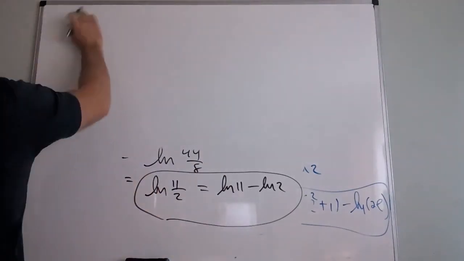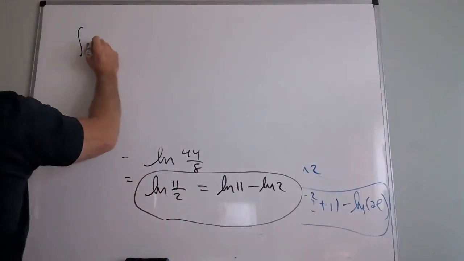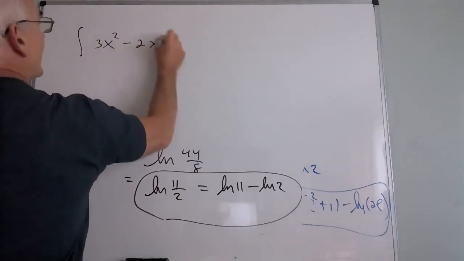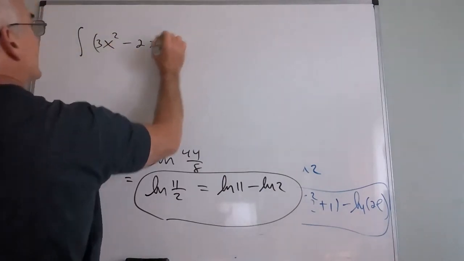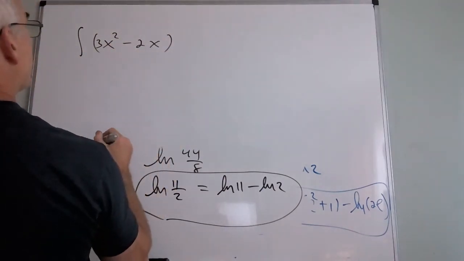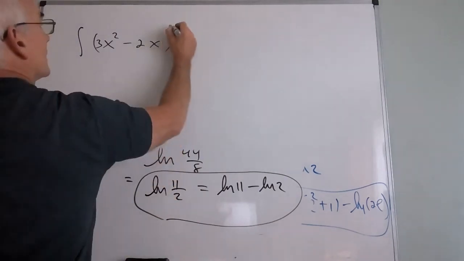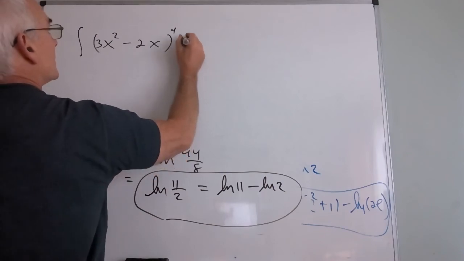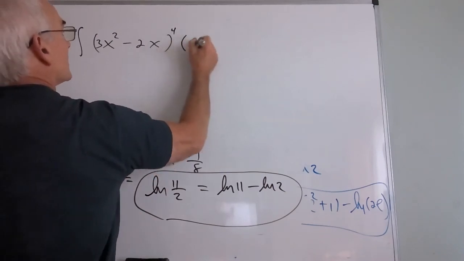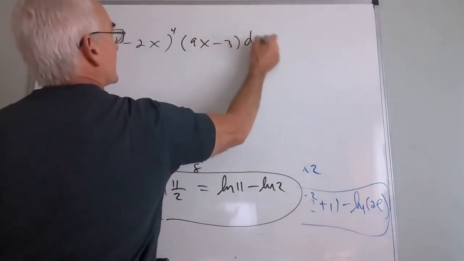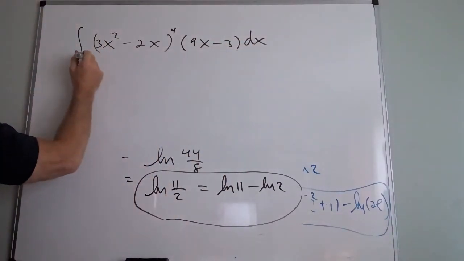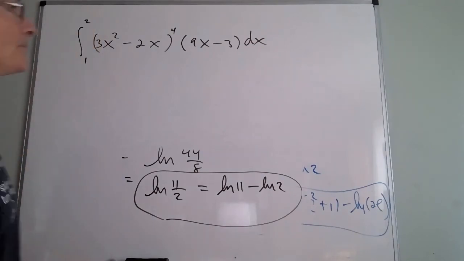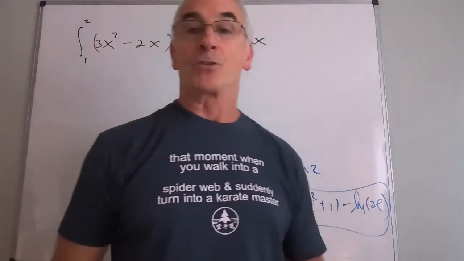All right, so now I'm going to give you a problem. Everybody's going to do this one. Let's say we've got 3x squared minus 2x, raised to the 4th power, times 9x minus 3. Let's keep it simple: we're going to go from 1 to 2. I would like everybody to do this on your own.